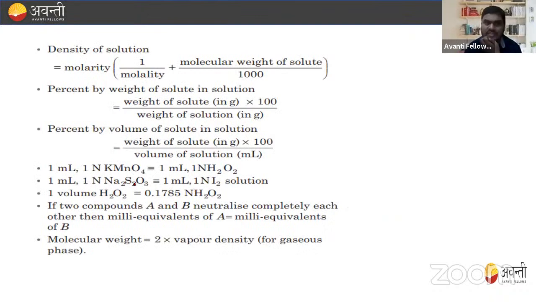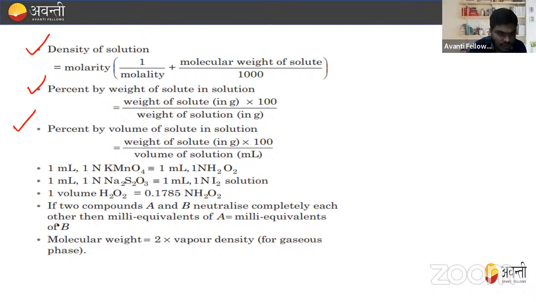Similarly, when the volume is not given but the density is given, we can use this formula: density of the solution is equal to molarity into (1 upon molality plus molecular weight of the solute divided by 1000). Similarly, percentage by weight we already discussed: weight of the solute upon the weight of the solution multiplied by 100, and percentage by volume is equal to weight of the solute in gram into 100 divided by volume of the solution in milliliter. So 1 milliliter of 1 normal KMnO4 is equal to 1 ml of 1 normal H2O2. So this is how we can calculate.